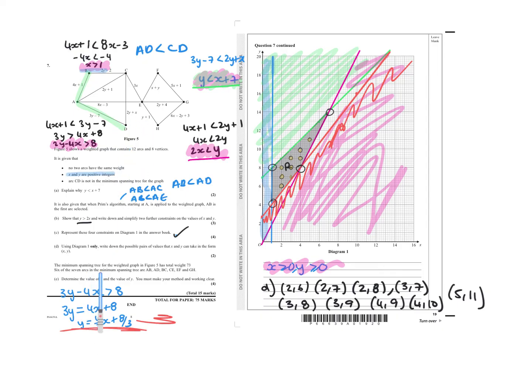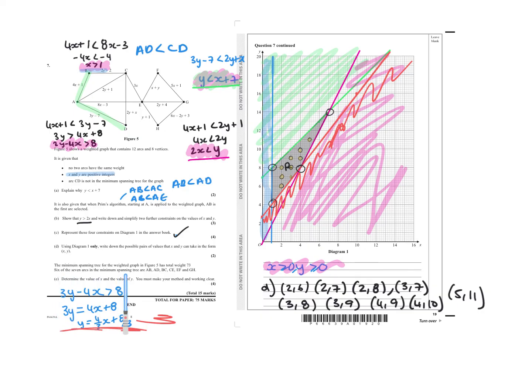Okay, sorry, sir, we've only got part C left to do. So, the minimum spanning tree for the weighted graph in figure 5. Sorry for that laughter that anyone might hear on this YouTube video. Right. Has a total weight of 73.